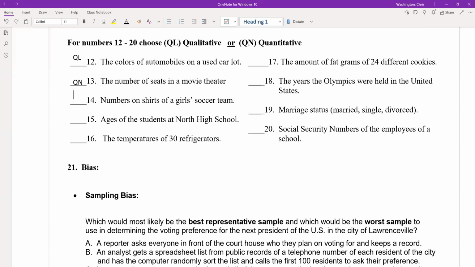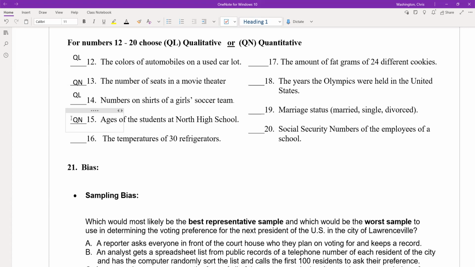Just because it's a number doesn't make it quantitative. Number 15, ages of students at North High School. I would say that's quantitative. How long have you lived? That's something we can actually measure. Okay, we can measure like how long you've lived.